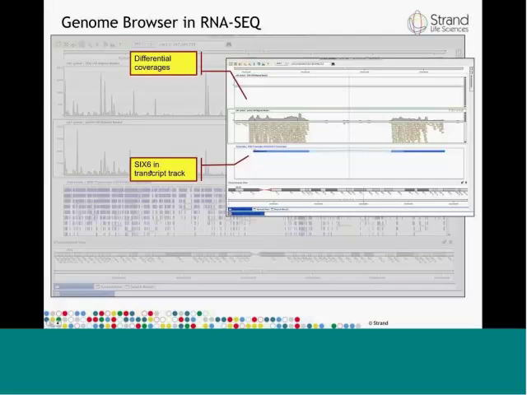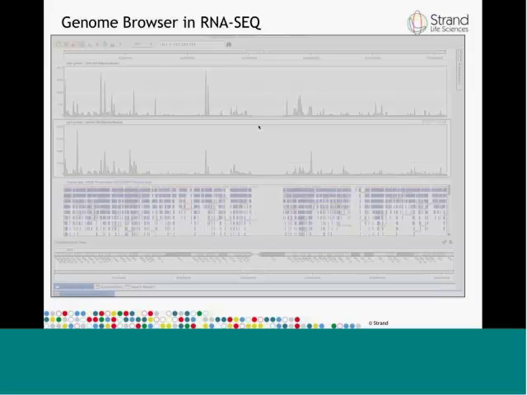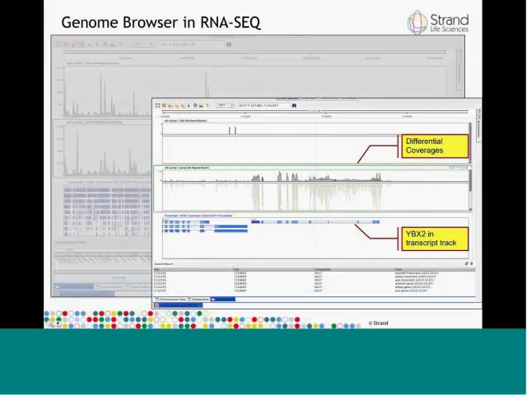Here, for example, the SIX6 gene is indeed shown to be differentially expressed based on the coverage information. Yet another gene here is YBX2. And again, you can see that the coverage for this gene in one of the samples is far more than the other sample. In fact, in the other sample, it's not expressed at all. You can also see here that the coverages are neatly aligned to the exonic regions of this transcript.